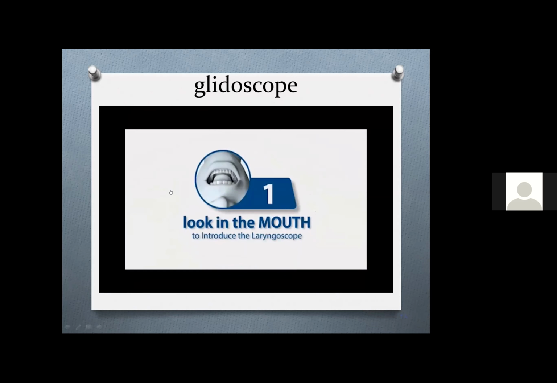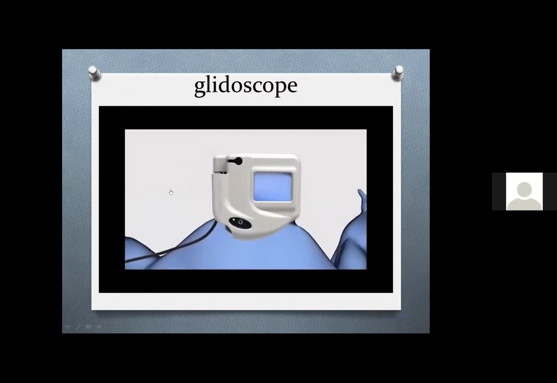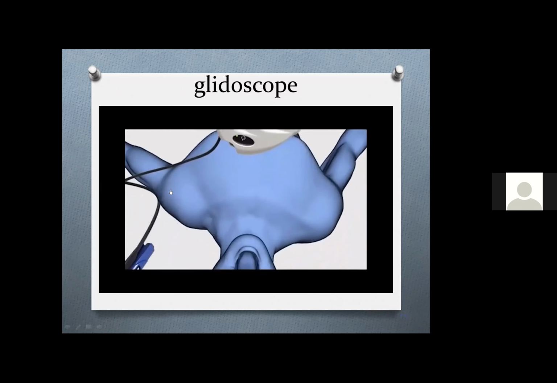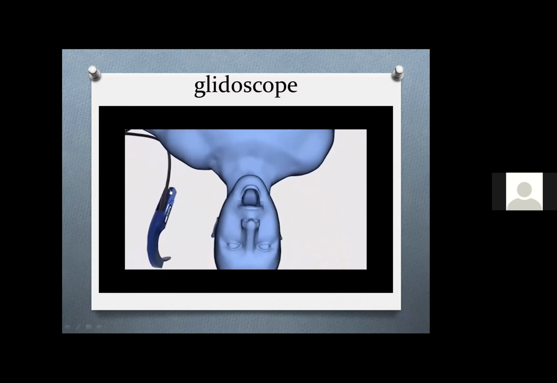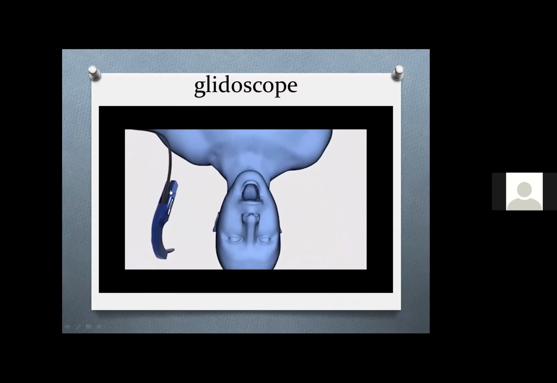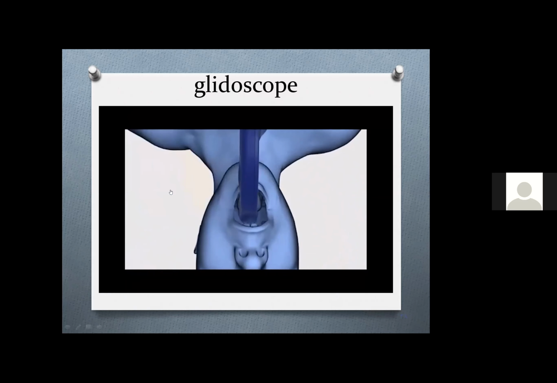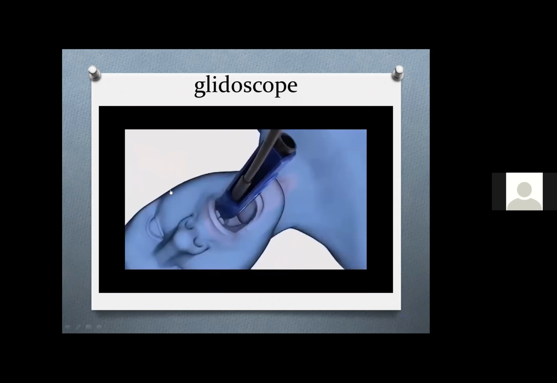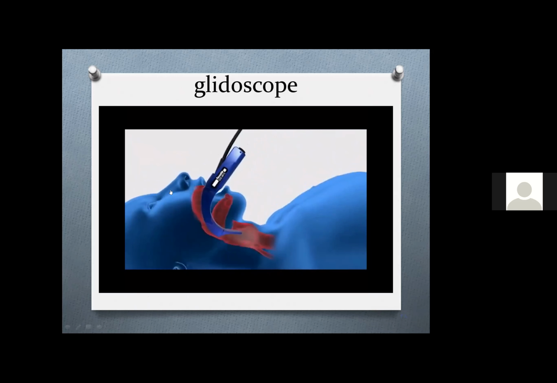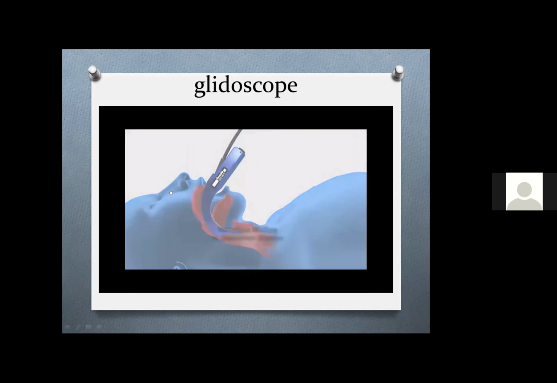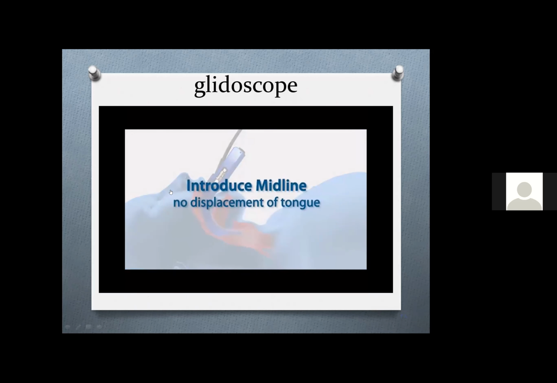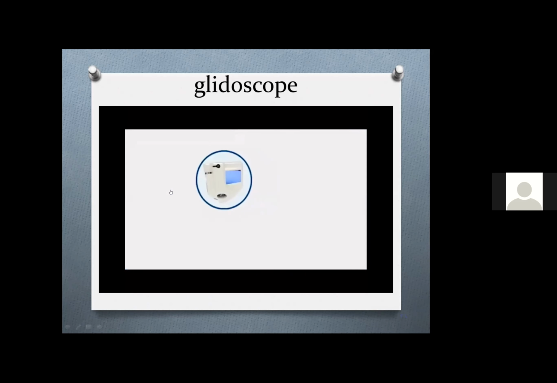Begin step one with direct vision, looking directly into the patient's mouth. With the patient appropriately positioned and the GlideScope video laryngoscope in your left hand, introduce the GlideScope into the midline of the oropharynx. Gently advance the GlideScope until the tip of the laryngoscope is past the posterior portion of the tongue. Unlike conventional laryngoscopy, the GlideScope is introduced midline. No lateral displacement of the tongue is required.